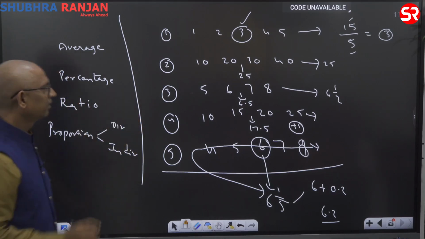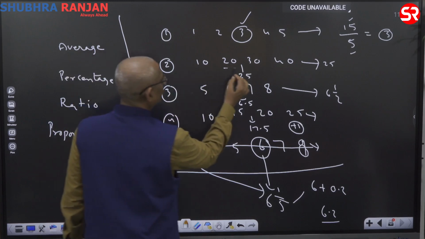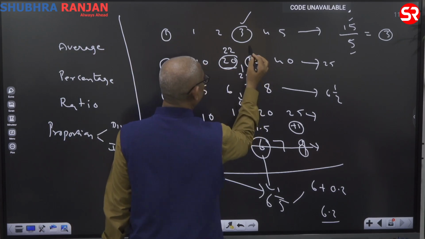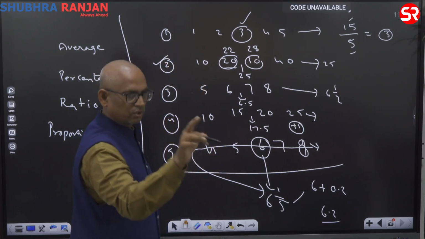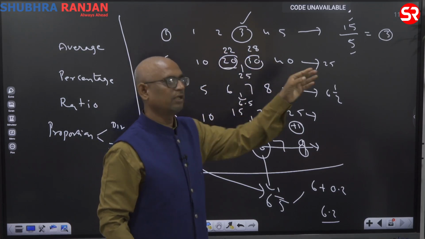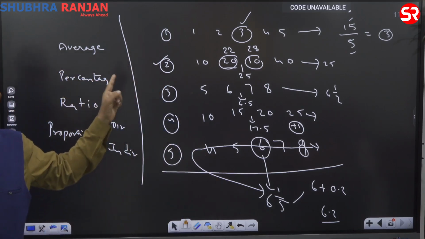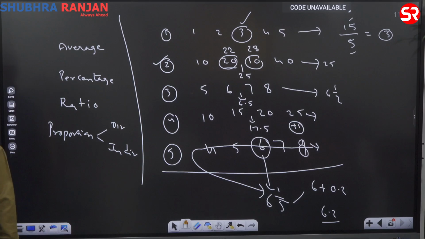Now listen carefully, everyone. For the same question, if the number is 22 and this number is 28, note it: 10, 22, 28, 40, what will be the answer? Do it fast. 10, 22, 28, 40, what will be the answer? 20? Why? Yeah, because the sum will be the same, na.